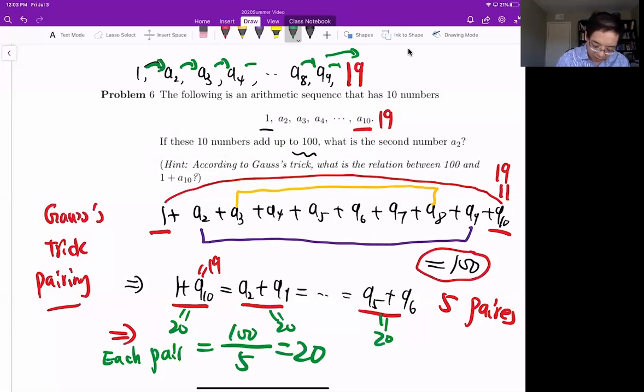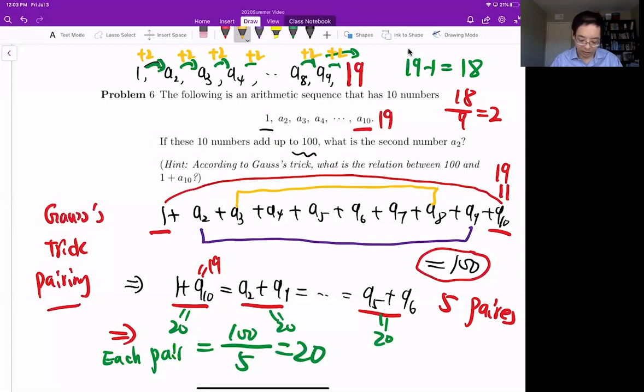So clearly, in order to go from 1 to 19, 19 minus 1 is 18, and then 18 divided by 9 is 2. So that means each time you jump by 2. So from here we get plus 2, plus 2, plus 2, and so on, and this takes 1 all the way to 19, right? Then we get A2, which is 1 plus 2, which is 3.